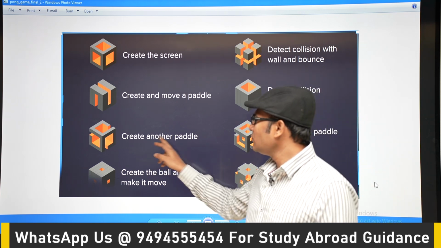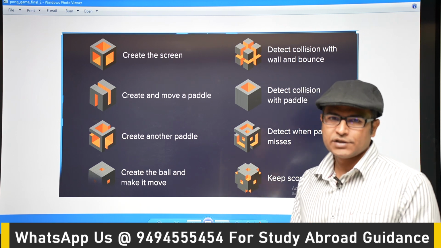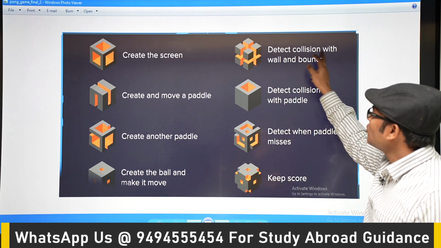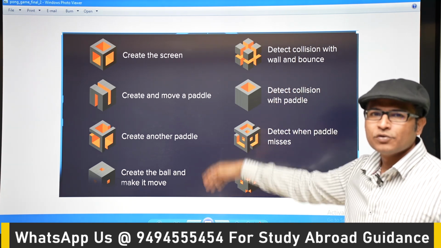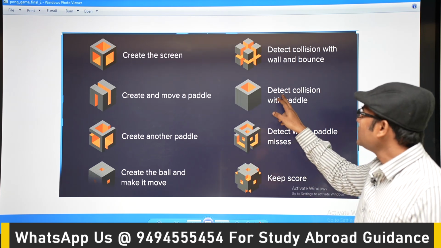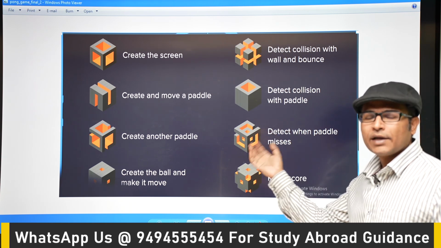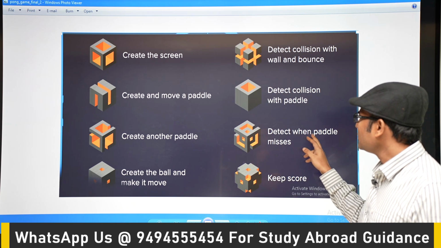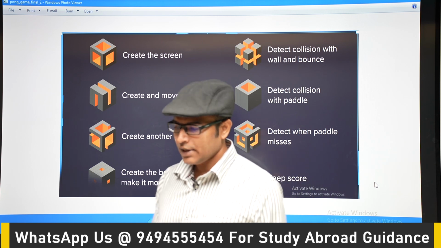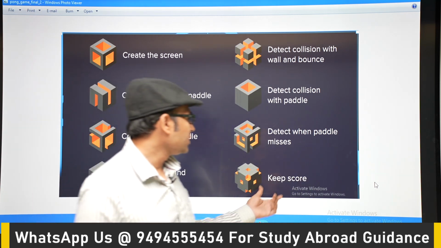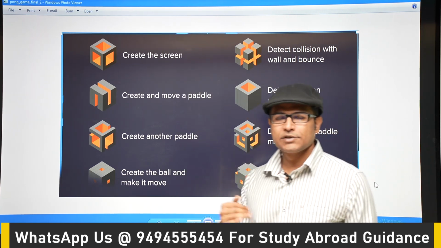And then we have to create one more paddle, and then we have to create a ball, and move the ball across the screen, and then detect the collision with the wall, and write the bounce. You have seen that the ball is bouncing off the wall. And then detect the collision with the paddle. Then after colliding with the paddle, again the ball has to move, and then detect when the paddle misses. Whenever the paddle misses the ball, there has to be a score update. So finally we have to keep track of the score. All these parts we will do one by one, in steps.